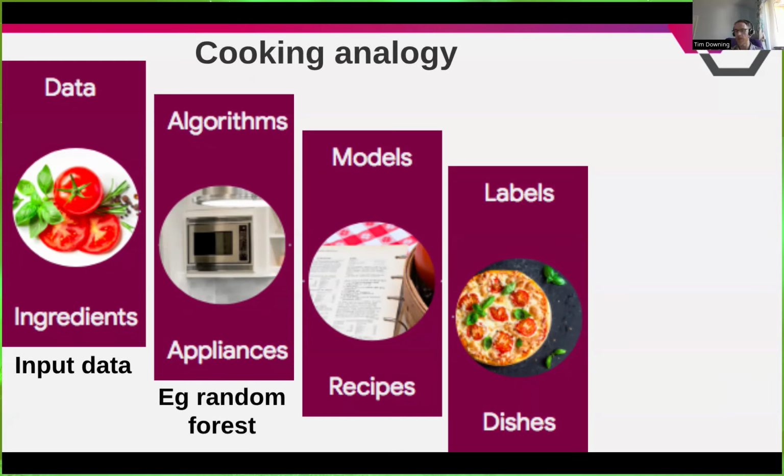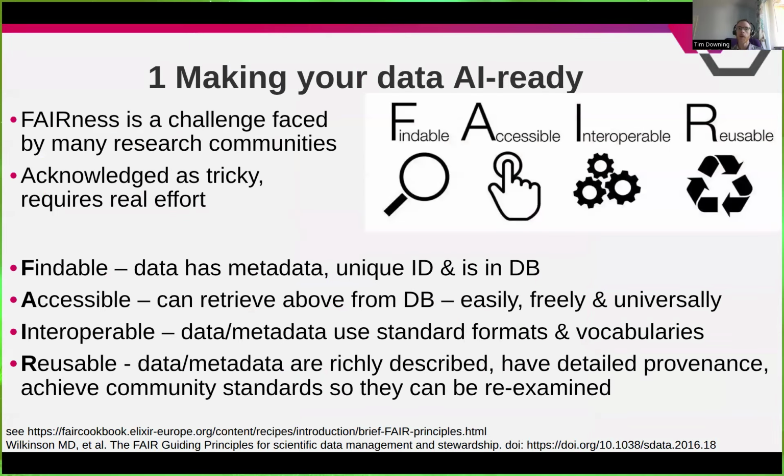An example of that would be you've got certain input data. You might, for example, apply random forest to that data. You optimize it in a certain way, and therefore you get a prediction at the end. Key to all this is having AI-ready data that is suitable for your question at hand.